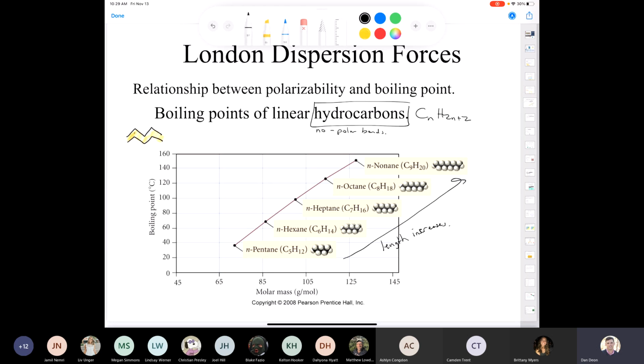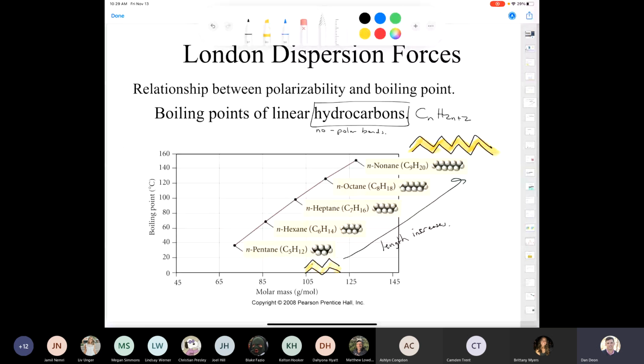But if I have nonane, there's 9 carbons in nonane. It would look like this. 1, 2, 3, 4, 5, 6, 7, 8, 9. So you can see it's the same force, the yellow ink that I'm using, but there's more of it. Okay? Again, that's the rationale here.